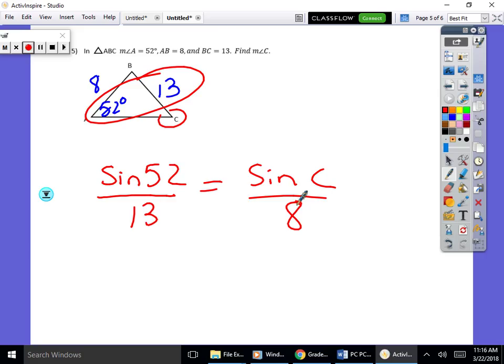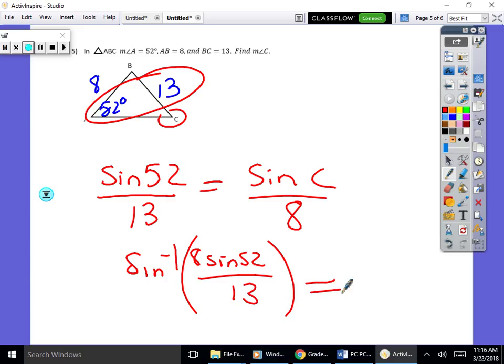Okay, what do I type in the calculator? Sine negative 1. 8 sine 52. You're awesome. And what does that give me? 29 degrees. Done. Okay? You really should check because it's a donkey.